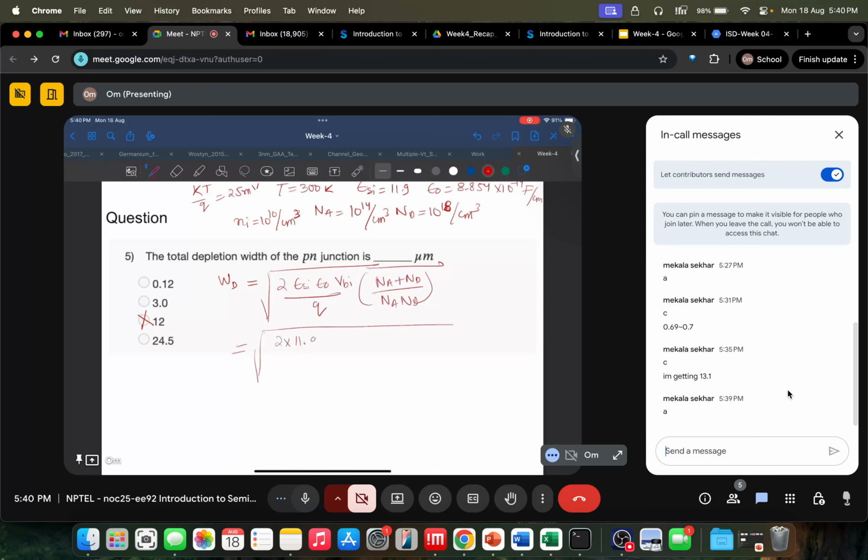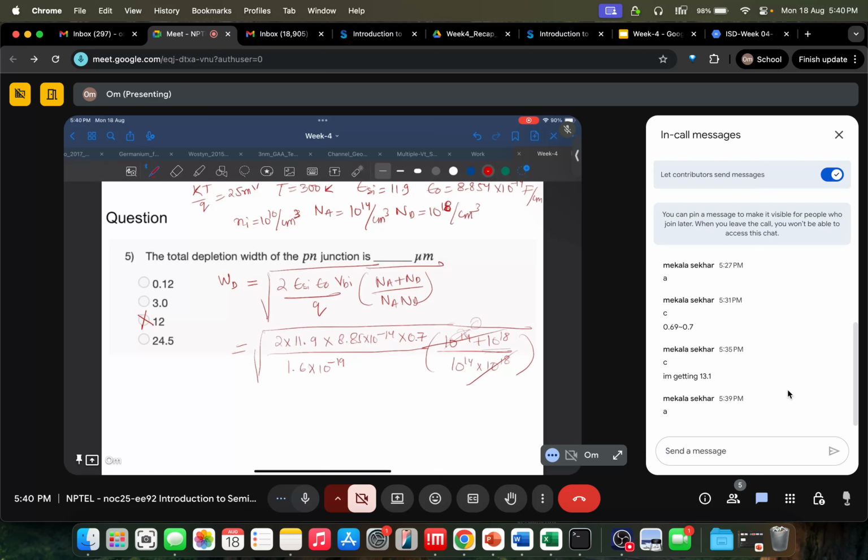2 into 11.9 into 8.854 into 10 to the power minus 14 into 0.7 upon 1.6 into 10 to the power minus 19, and Na plus Nd is 10 to the power 14 plus 10 to the power 18, upon 10 to the power 14 into 10 to the power 18. 10 to the power 18 we can cancel with this entire term, plus 10 to the power 14 is almost 0 compared to 10 to the power 18.